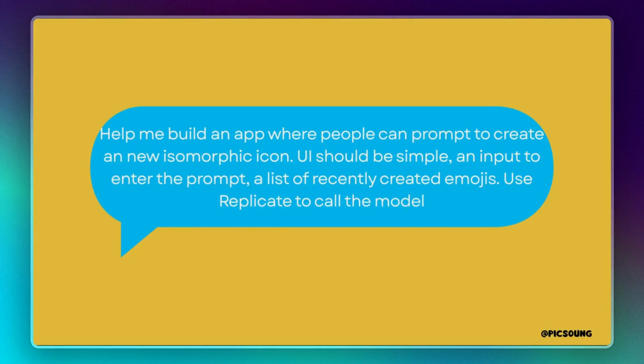For me, the first prompt was the following: help me build an app where people can prompt to create a new isomorphic icon. UI should be simple, an input to enter the prompt, and show a list of recently created emojis. Use Replicate to call the model. From the first minute, we knew how we wanted to call that model.